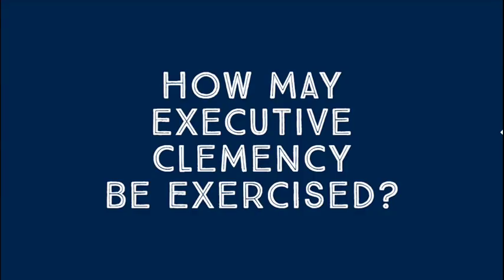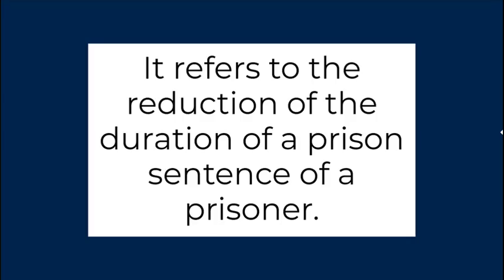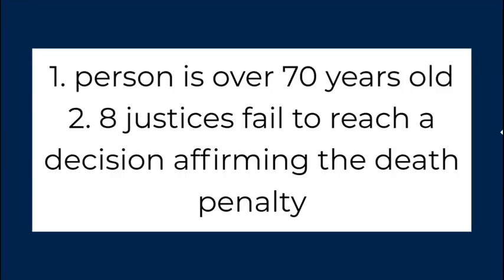How may executive clemency be exercised? 1. Reprieve. 2. Absolute pardon. 3. Conditional pardon. 4. Commutation of sentence. Commutation. It refers to the reduction of the duration of a prison sentence of a prisoner. Commutation allowed when: 1. Person is over 70 years old. 2. 8 justices fail to reach a decision affirming the death penalty.